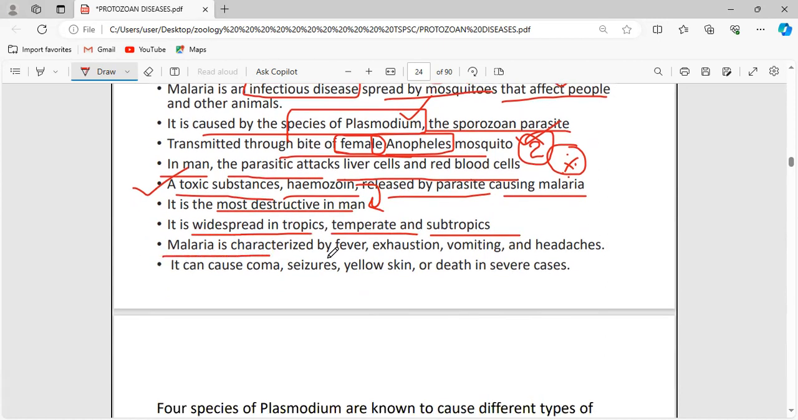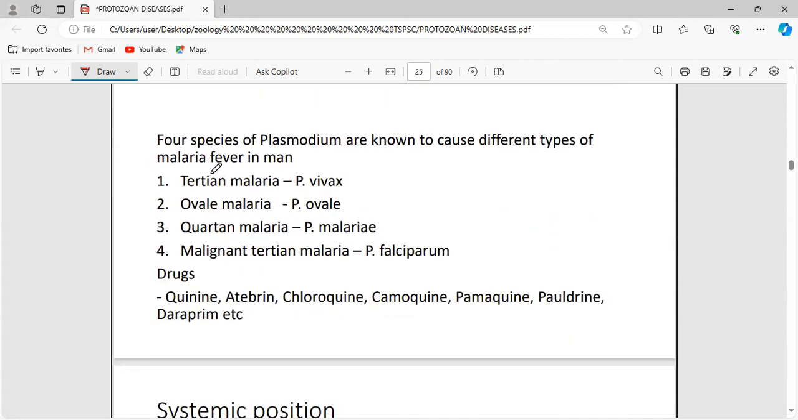And this malaria is characterized by what symptoms? Fever, exhaustion, vomiting, headaches, and it also causes coma, seizures, yellow skin, and death, even fatal. Like I said, there are different species of Plasmodium, and only one Plasmodium is said to be fatal.